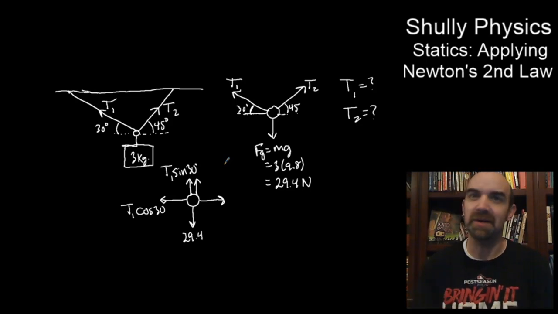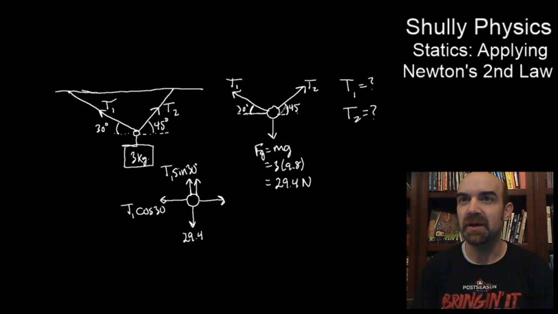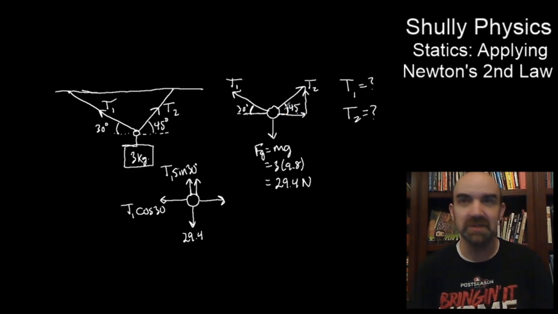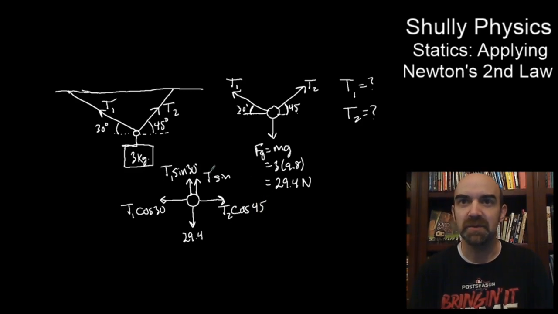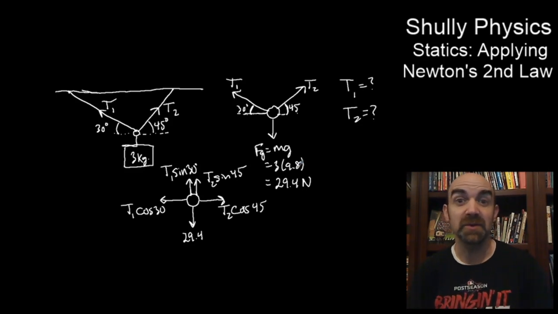You go ahead and draw them as you're practicing. That'll come with experience. Again, on this one, the right-hand component will be the adjacent piece of the triangle. If we imagine a triangle like this, that right-hand component is adjacent to the 45-degree angle. So that side is going to be the cosine, and that'll make the upward component the sine. In this case, it's tension 2, so this will be T2 cosine of 45 degrees, and that'll make this one T2 sine of 45. All right, looking messy now, isn't it?